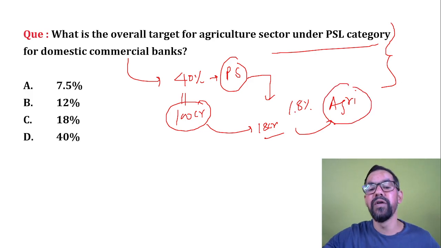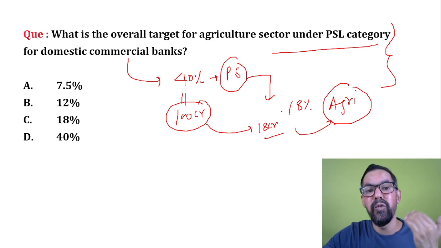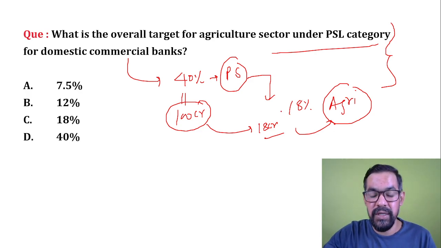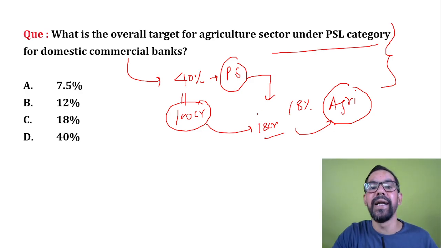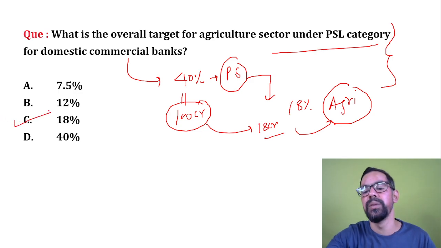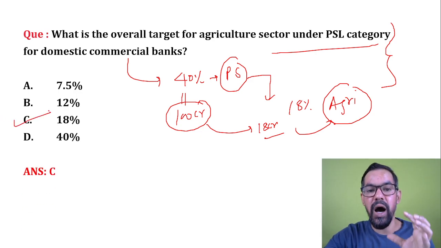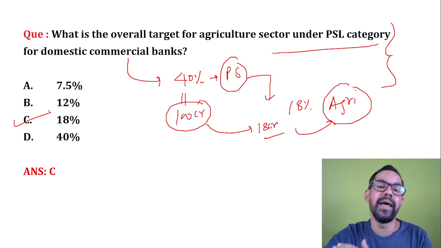Okay, so the further distribution is 18% in agriculture, 7.5% for MSMEs, 12% for weaker sections. So we have the further categorization as well. So what will be your correct answer? Your answer will be 18%. So out of 40%, they have to lend 18% in agriculture.